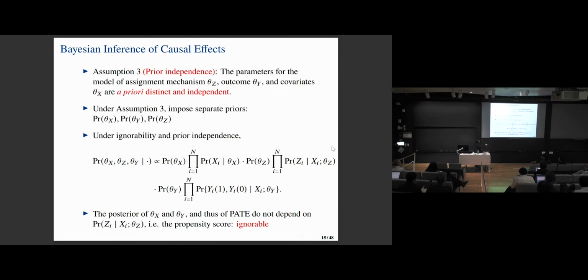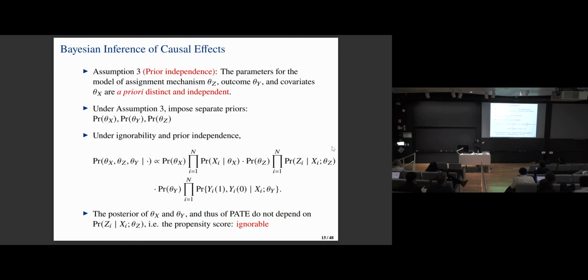The key idea is this part. Most of the time if you do Bayesian causal inference, once you have this prior independence, which is actually a very strong assumption, you can throw away this thing. But life is not that easy, actually. This actually turned out to be an important one, so I'm going to talk about that later.